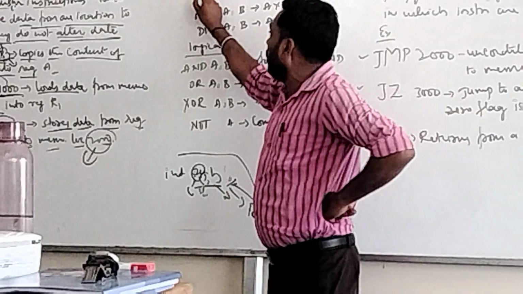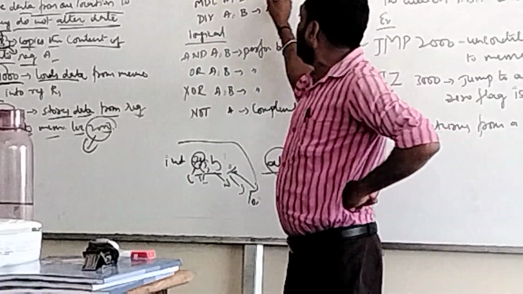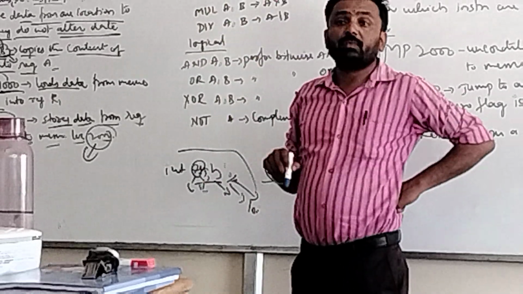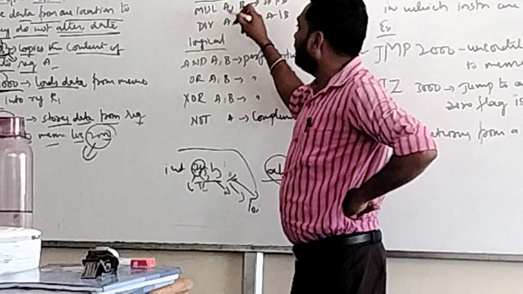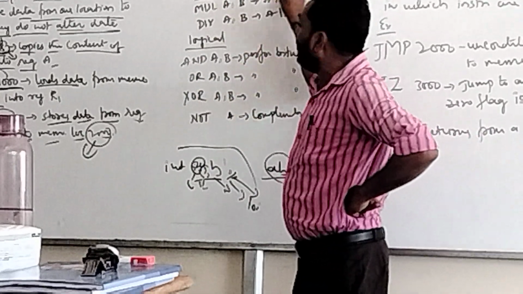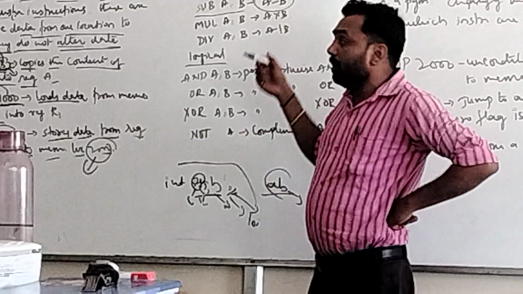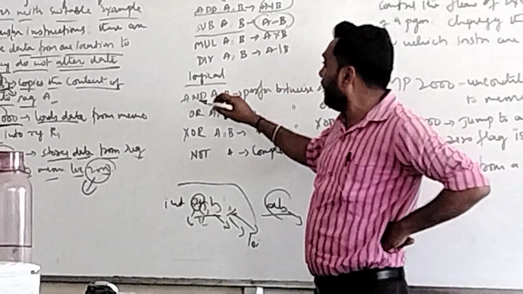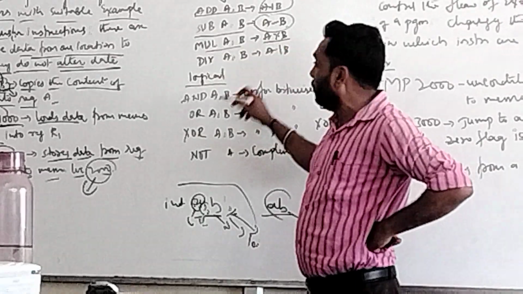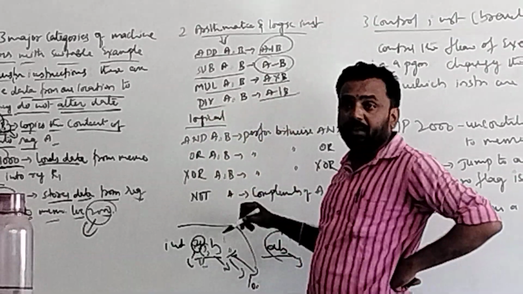See here, if I write ADD a comma b, the meaning of this is we are adding the values of a and b, right? Same with SUB a comma b, we are subtracting the value present at b from a, right? That is multiplication, a into b. Division, that is a by b, right?